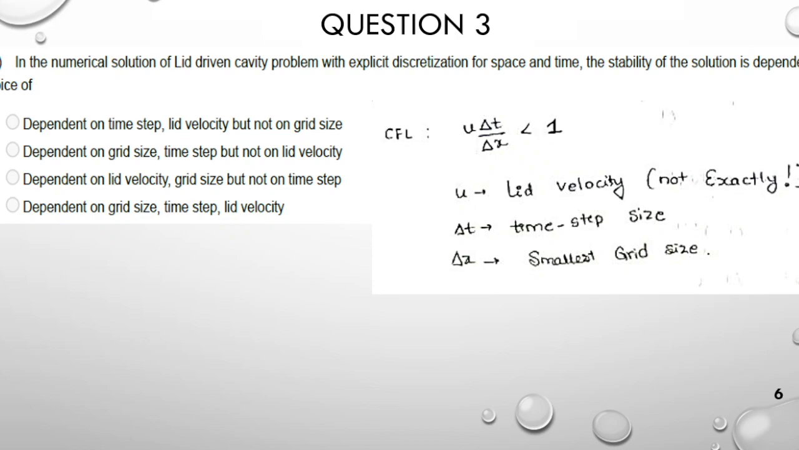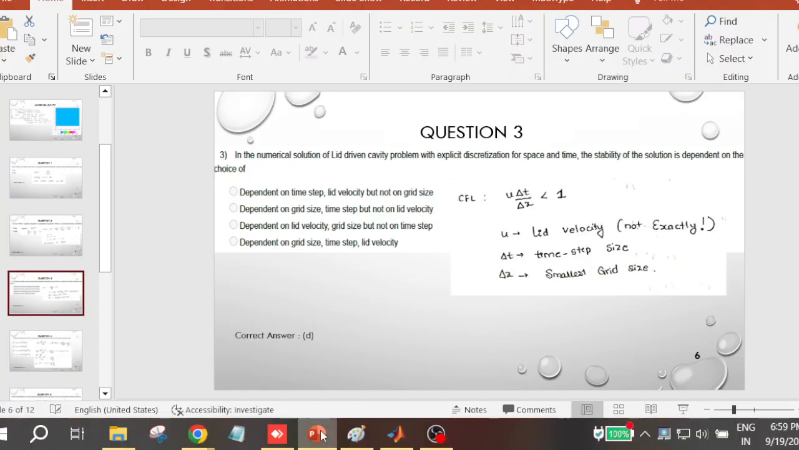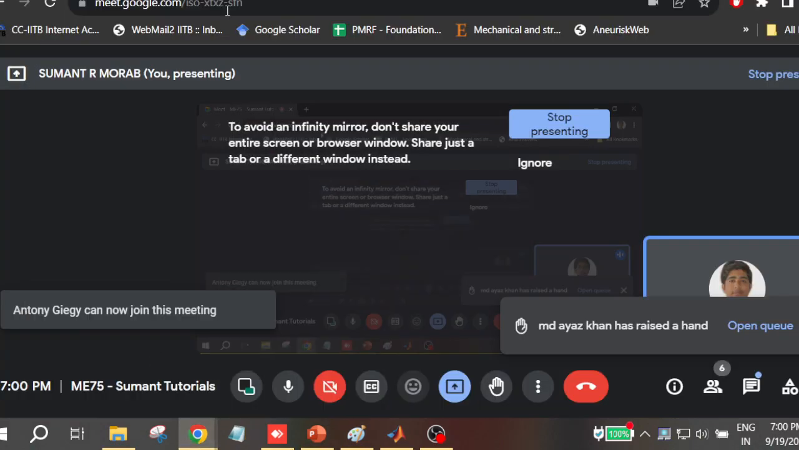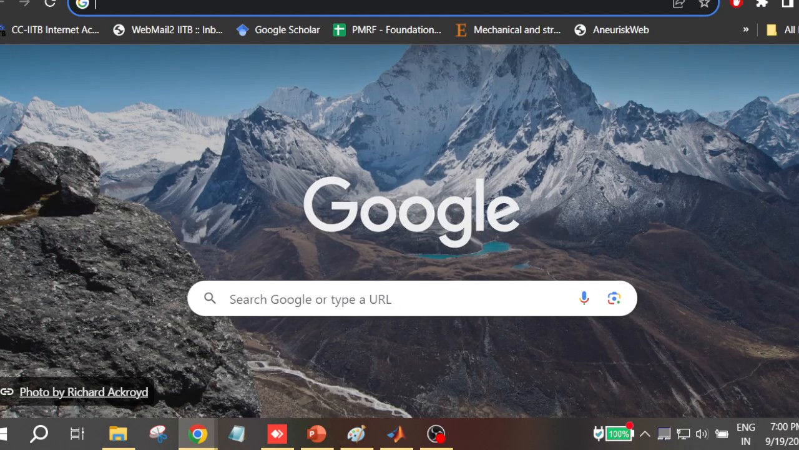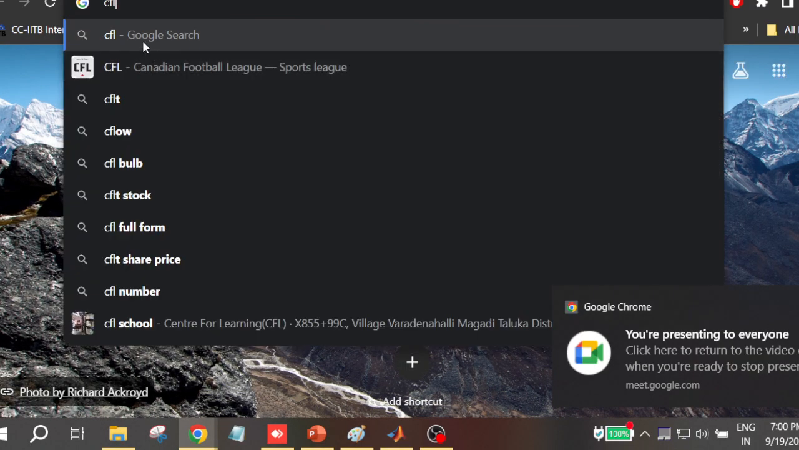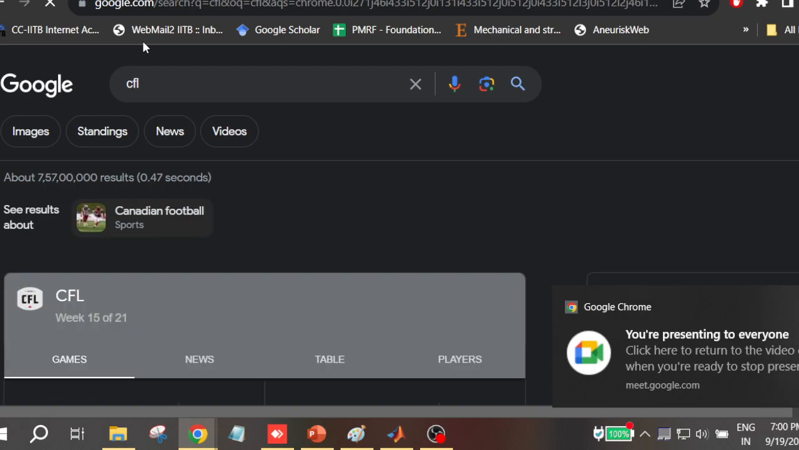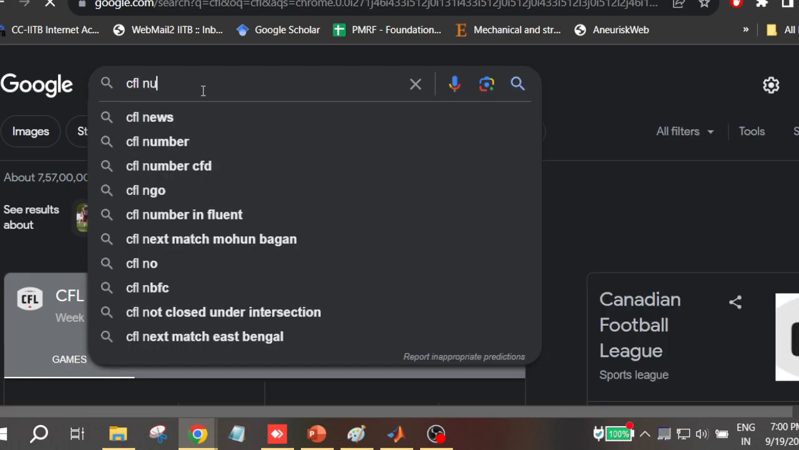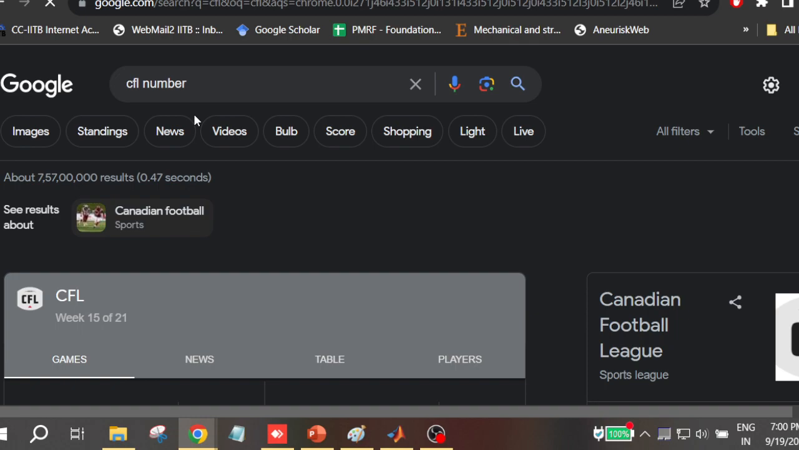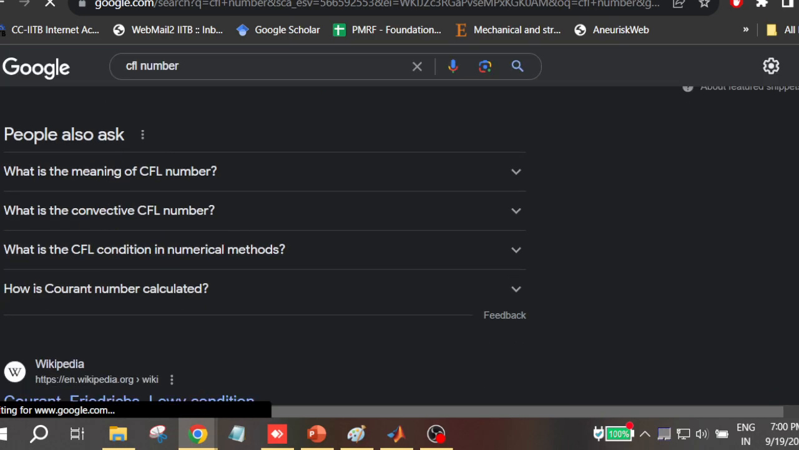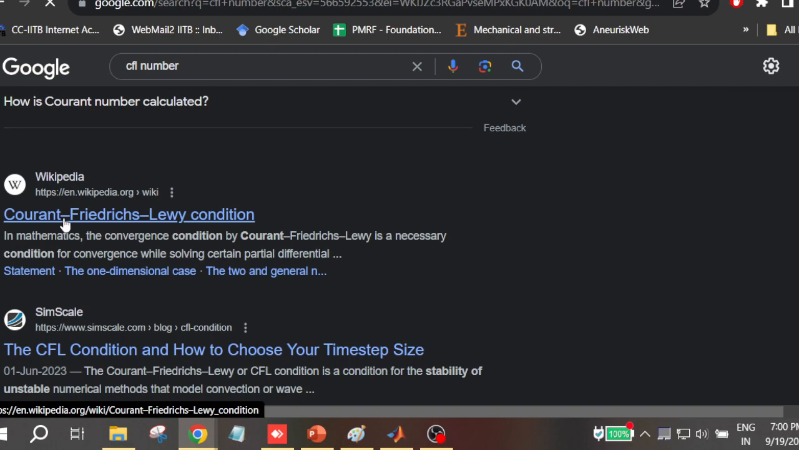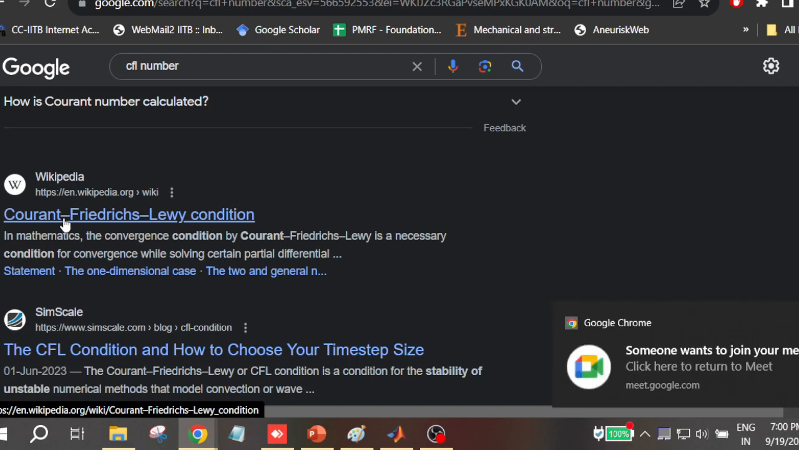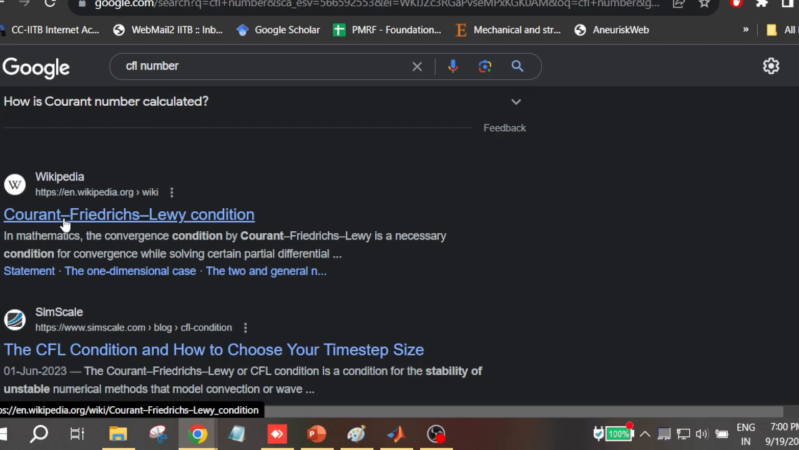Is that clear? So what is CFL? It's Courant Friedrichs Lewy number. Exactly. I also do not know the full form, but the thing is that the diffusion terms have to not grow exponentially when you do this von Neumann stability analysis. You will come up with that, and there was a person who came up with the Courant Friedrichs Lewy condition.